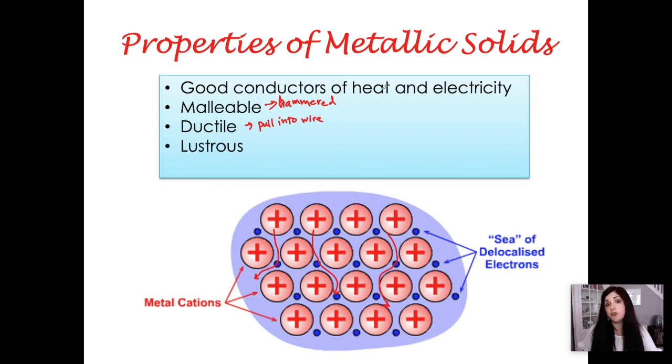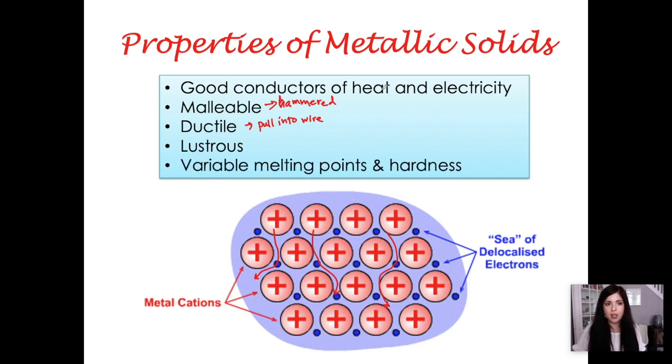They're also very lustrous, and lustrous means shiny. This has to do with the fact that light can reflect off of the surface because those electrons are constantly moving. And it's hard to determine their melting points and boiling points because metals vary. Of course, mercury is a liquid at room temperature. Gallium has a melting point that allows it to melt in your hands, whereas tungsten has one of the highest melting points of all of the metals. So it's kind of hard to predict whether a metal will be a solid or a liquid at room temperature.